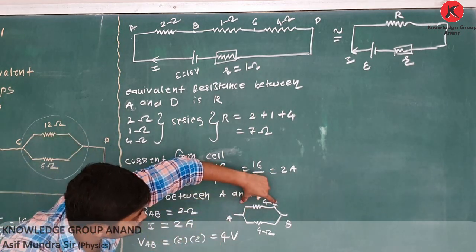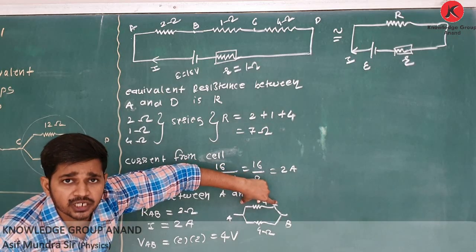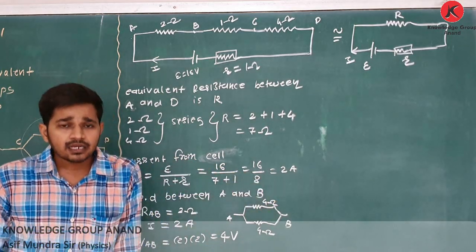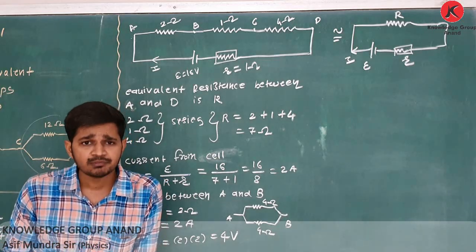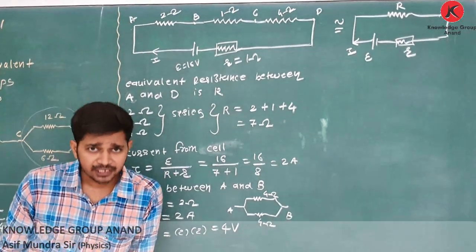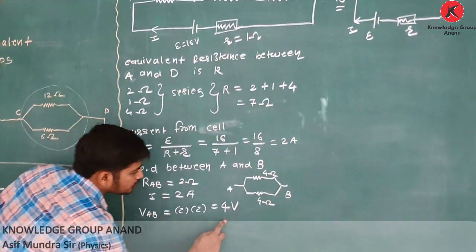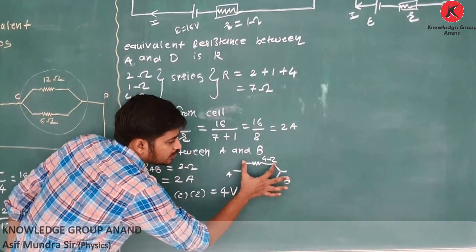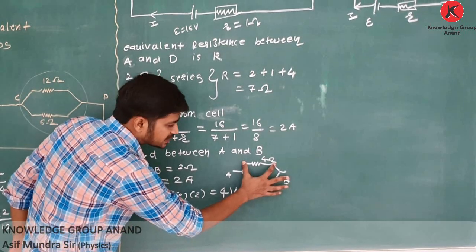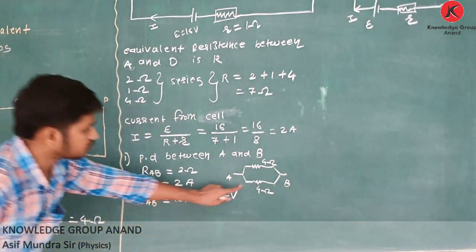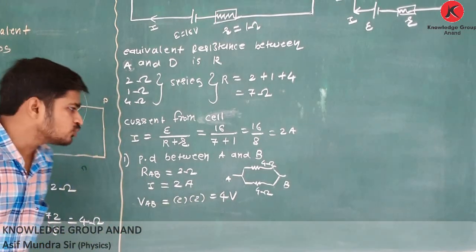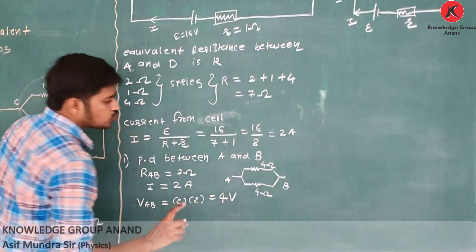So between these two ends of the resistor, what is the potential difference? 4 volt. In parallel connection, the potential difference is the same. So VAB is equal to 4 volt, which means between two ends of this resistor, the voltage is 4 volt, and also across the other resistor. Clear about this? So how to find the current?